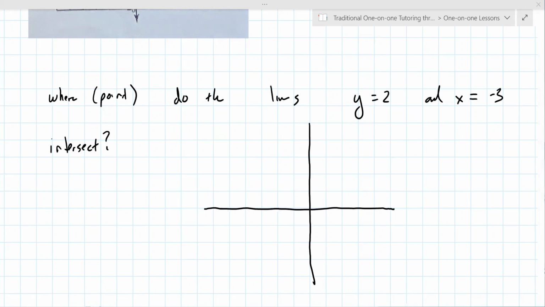1, 2, 3, 4, 5. Negative. Oh, wait, yeah, -3 and 2 is their intersection point. Yes. And sometimes they ask you to graph it. That's what I did, and I was like, wait a second, that's just normal. Yeah. Okay, but there it is.